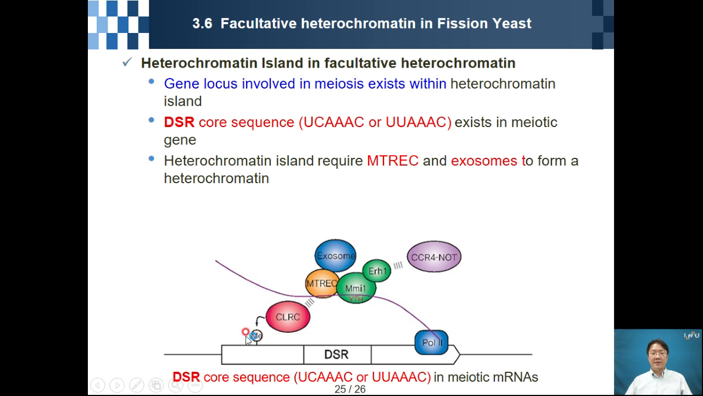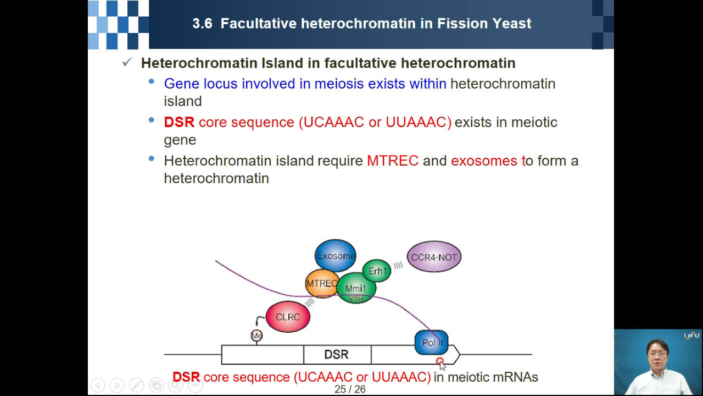So in this heterochromatin island, it requires the MTREC protein, and it also requires the exosome to make the heterochromatin. But in this slide, I will not explain the detailed mechanism of heterochromatin formation in these heterochromatin islands. So MTREC protein and also the exosome make heterochromatin formation.